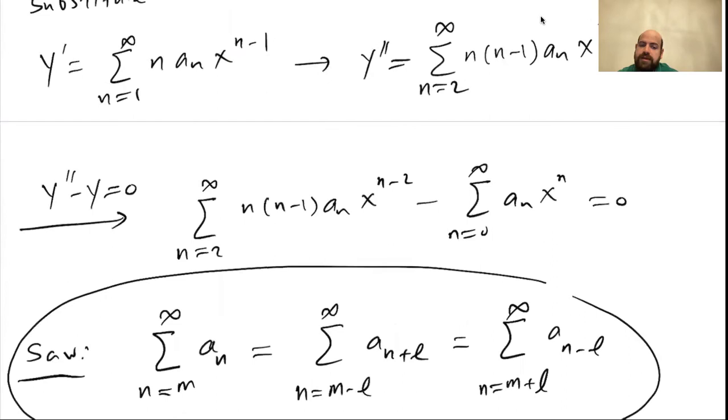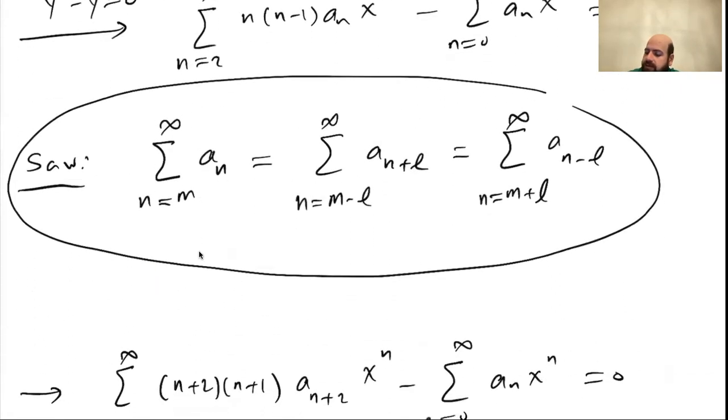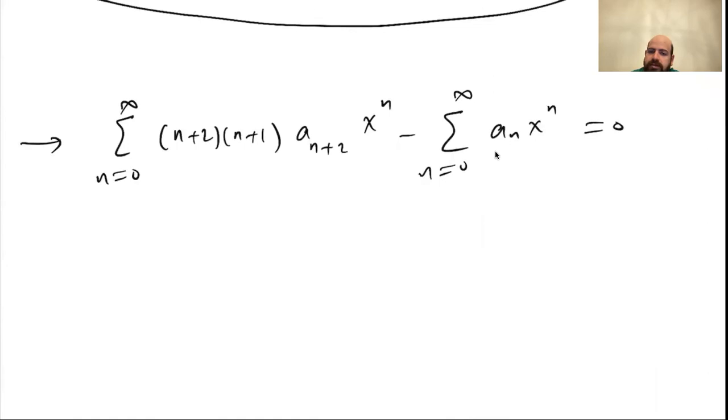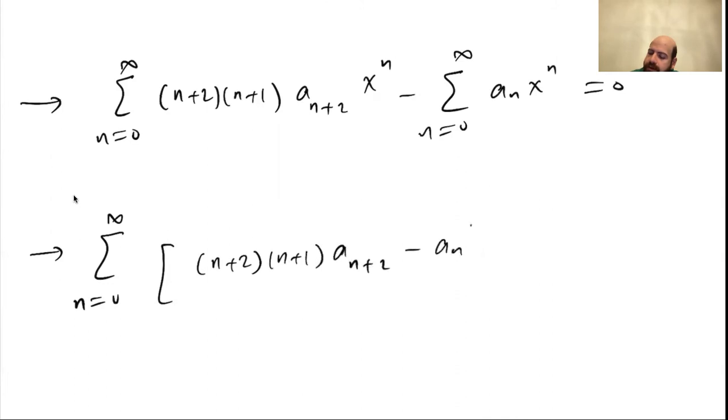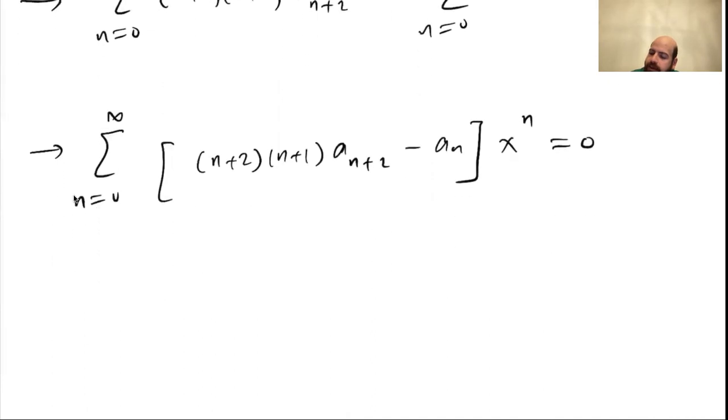So I just simply replace n with n plus 2 in the first sigma, and the starting point shifted 2 units to the left. So it started from 0 to infinity. Now that the powers match and the starting points match, I can combine them and write it as sigma n from 0 to infinity, n plus 2 times n plus 1, a n plus 2 minus a n, times x to power n equals 0. Now, by comparing the coefficients, the right-hand side is a constant function 0. That means on the left-hand side, every coefficient must be 0 as well.